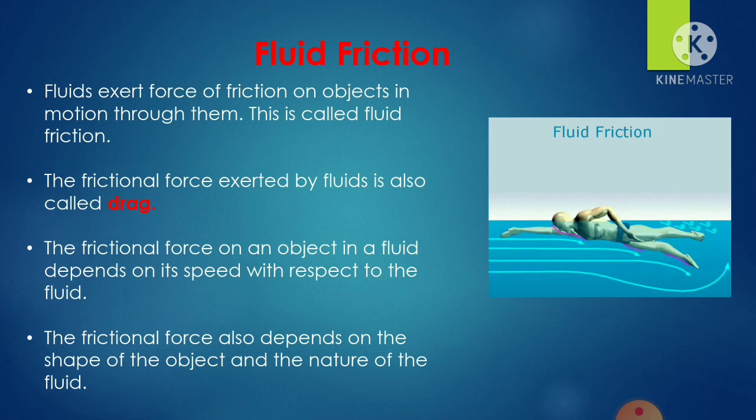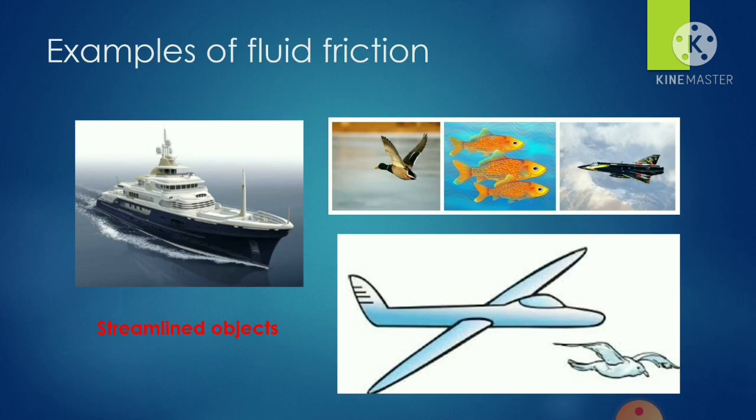Actually, air is very light and thin, but still it exerts a frictional force on objects moving through it. Similarly, water is also a liquid, but it also exerts a force of friction when objects move through it. So the frictional force on an object in a fluid depends on its speed with respect to the fluid. Also, the frictional force depends on the shape of the object which moves through the fluid.